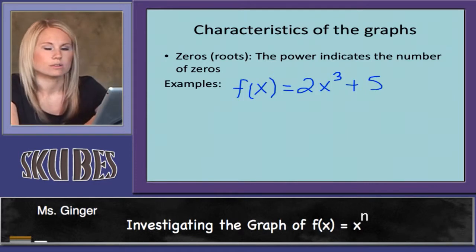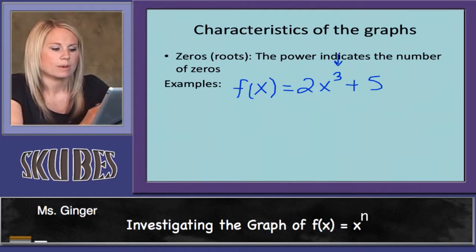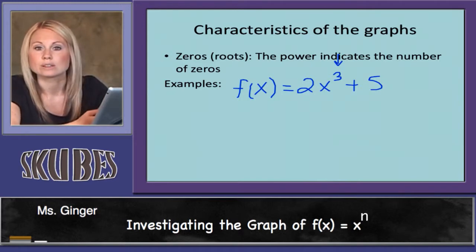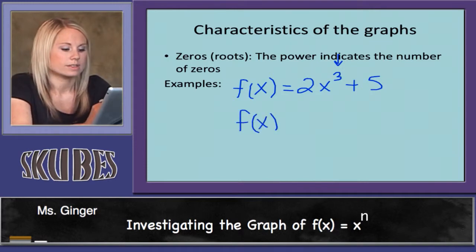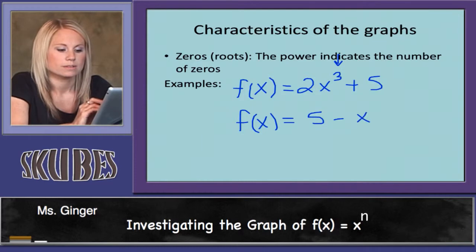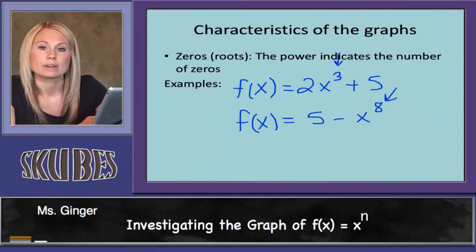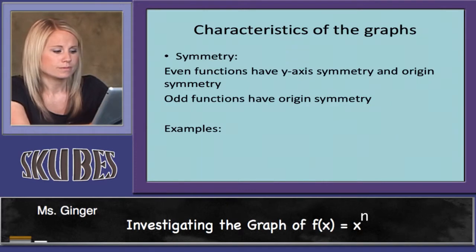For instance, here's a cubic function. It's got some translations going on. But when I look at the power, it's a 3, so that means wherever this graph is, it's going to have 3 zeros, 3 roots. And if I see a different number, wherever my x term is, I'm going to be looking for that power, and that's going to tell me how many roots that one's going to have. So this one would have 8. Just a couple of examples there and what to look for.